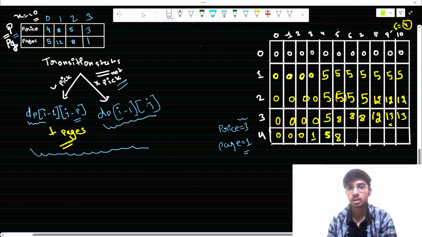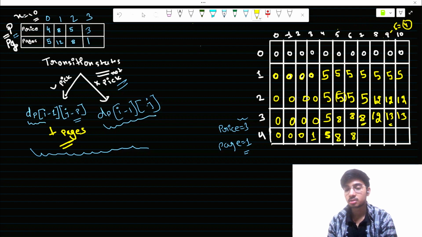Maximum number is 8. Similarly for this node, if you're not going to pick, then the maximum number of pages is 8. If you're going to pick, you have to look at the 7 minus 3, 4. You're left with a 4. For 4, the answer is 5. 5 plus 1 is 6. Maximum is 8.